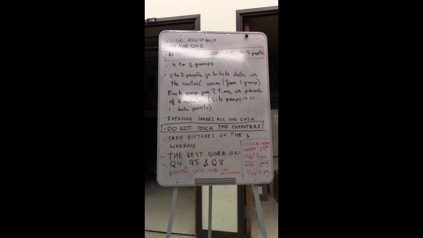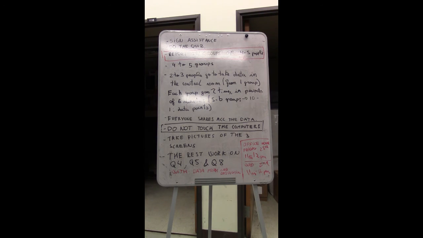So we are going to go in groups of 2 or 3, so half of the 5-person group, and then we will take the data. Since we will be 5 groups, each group is going to go twice to the control room, in periods of 6 minutes. So in total, we are going to cover 1 hour of the central plant functioning.